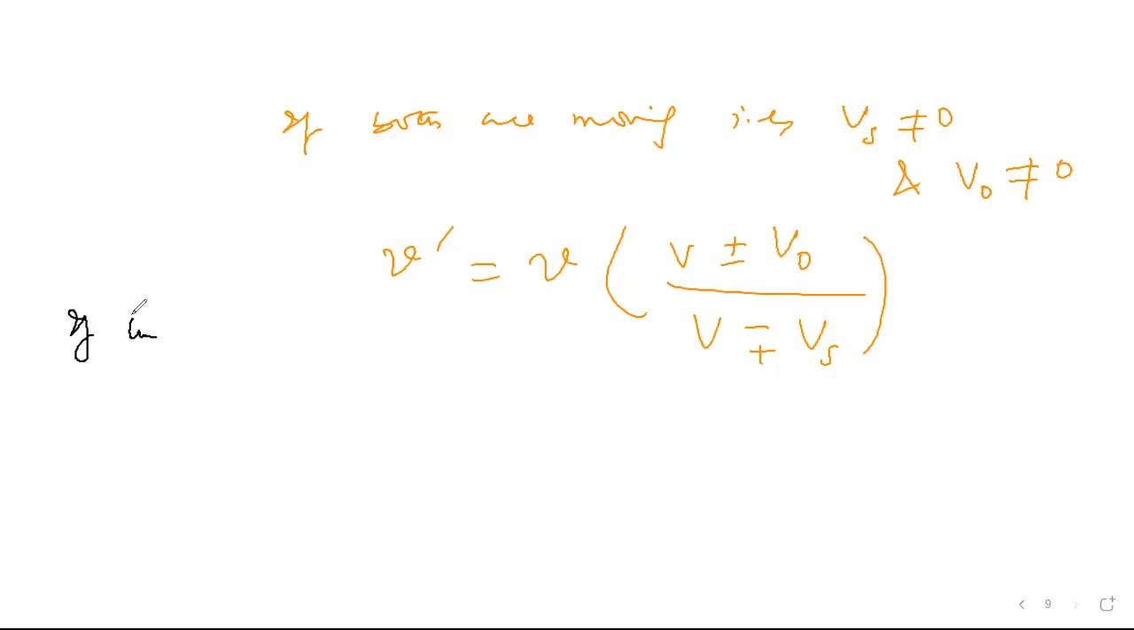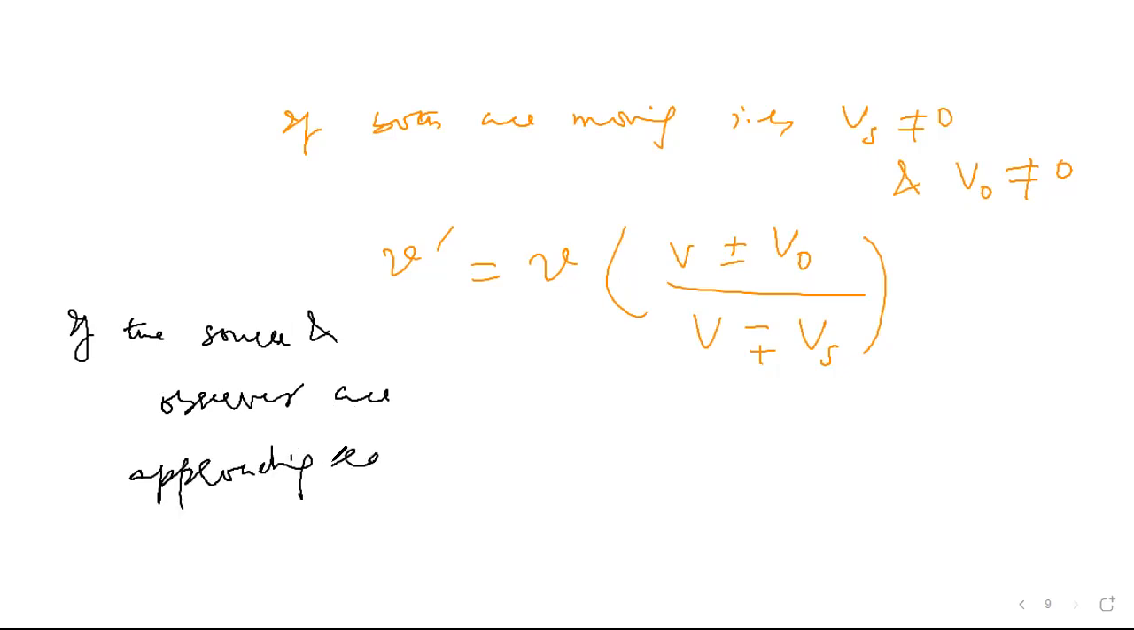If the source and observer are approaching each other, then plus sign in the numerator, minus sign in the denominator. Because there will be bigger increase if source and observer are approaching each other. Numerator will increase, that will have increasing effect on frequency. Denominator will decrease, that will have also increasing effect.